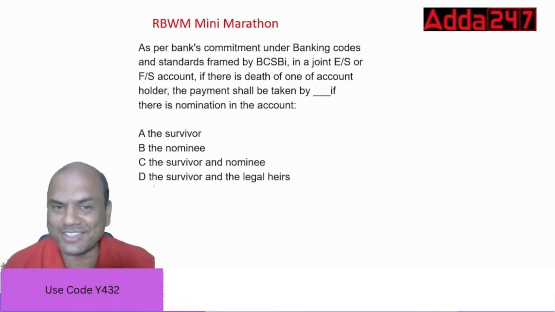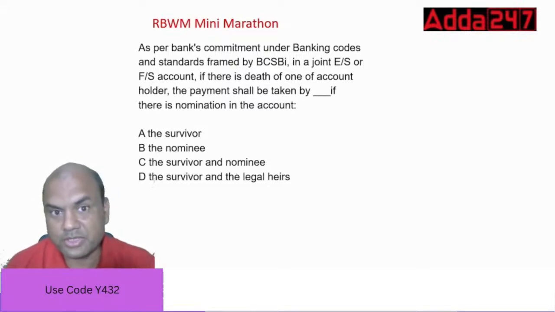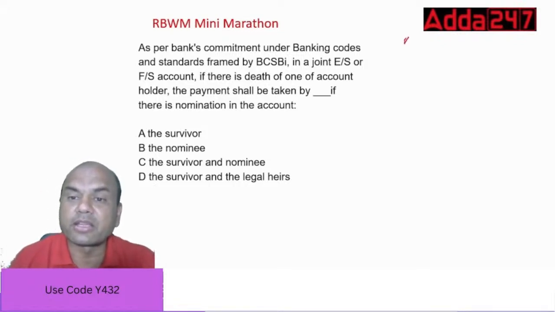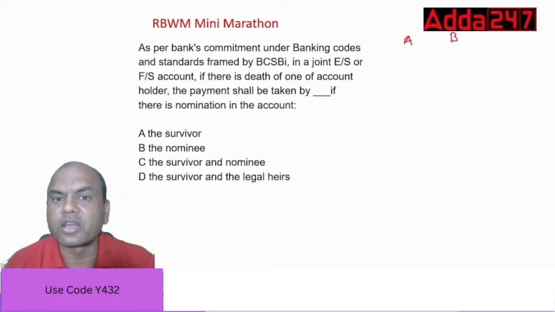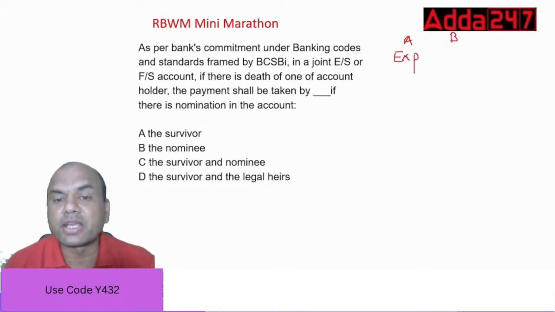Again a twist, isn't it? The earlier case was: the payment will be given to the second owner as what? But here the question is, A and B are the account holders, and it is ERS or FRS. Now A expires. The payment shall be taken by dash if there is nomination in the account. Suppose both of them have given the nomination. So who will get the funds?